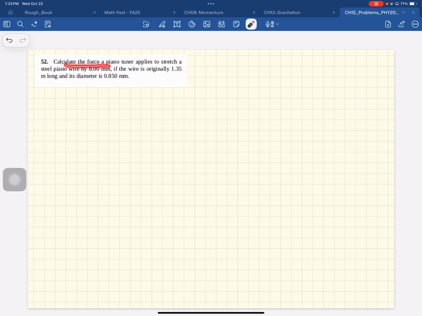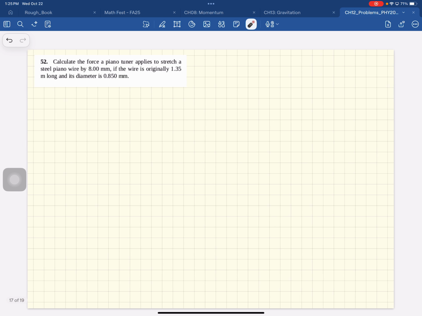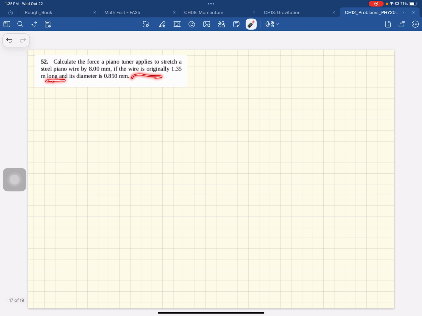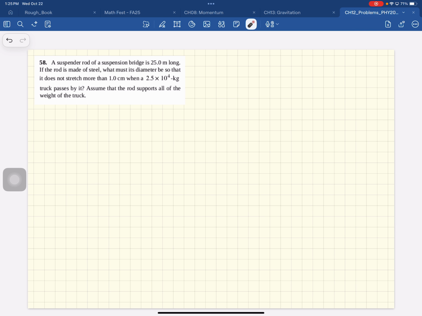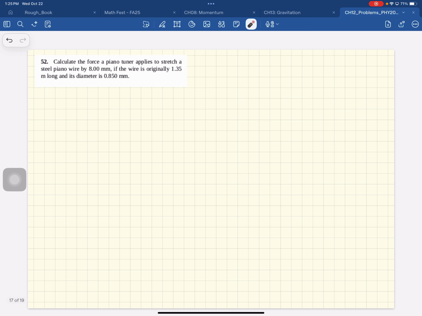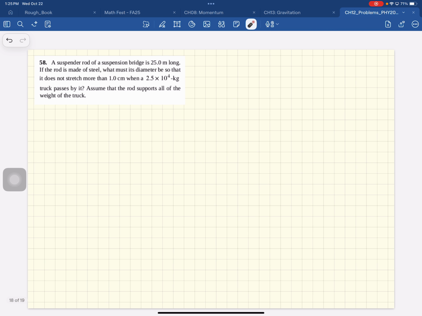Calculate the force a piano tuner applies to stretch a steel piano wire by 8 millimeters, if the wire is originally 1.35 meters long and has a diameter of 0.85 millimeters. I'm sort of running out of time. This is a similar problem, so let me just do this problem.